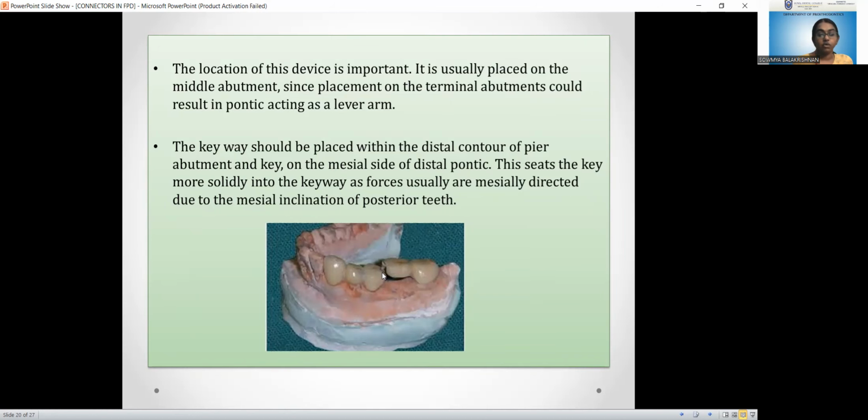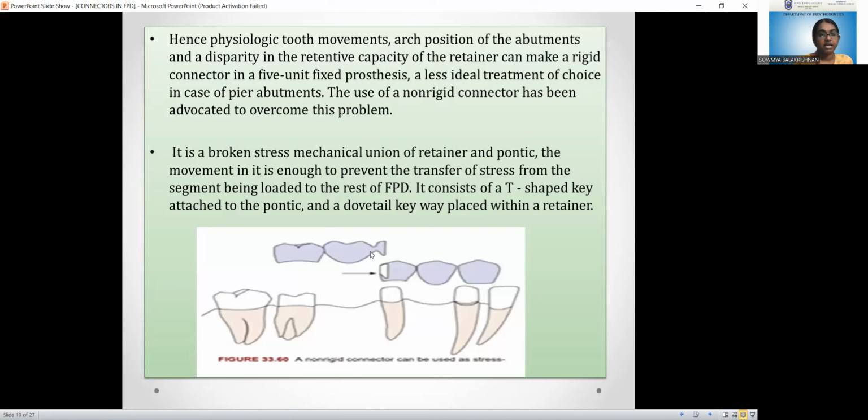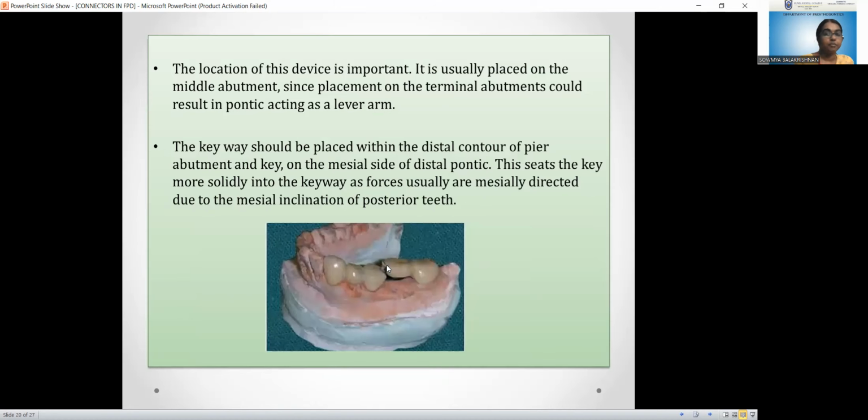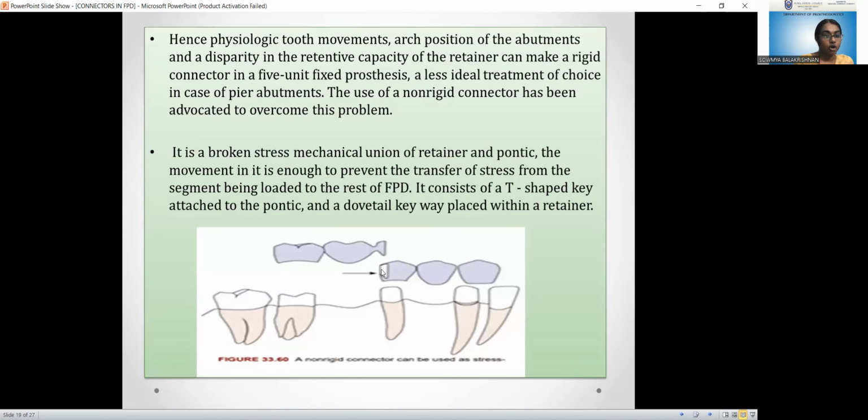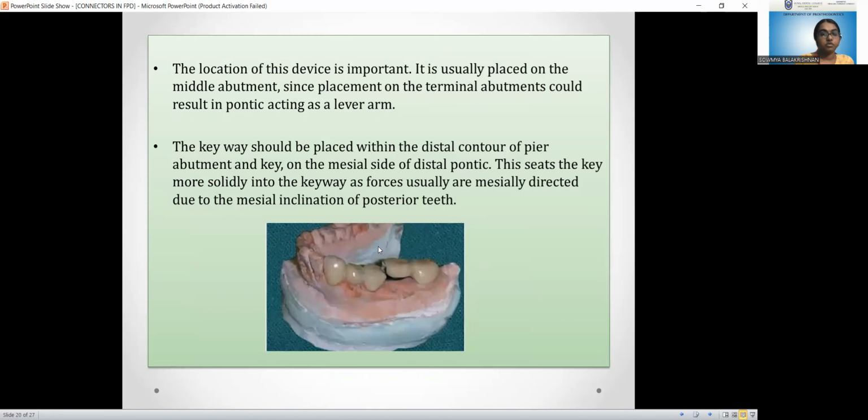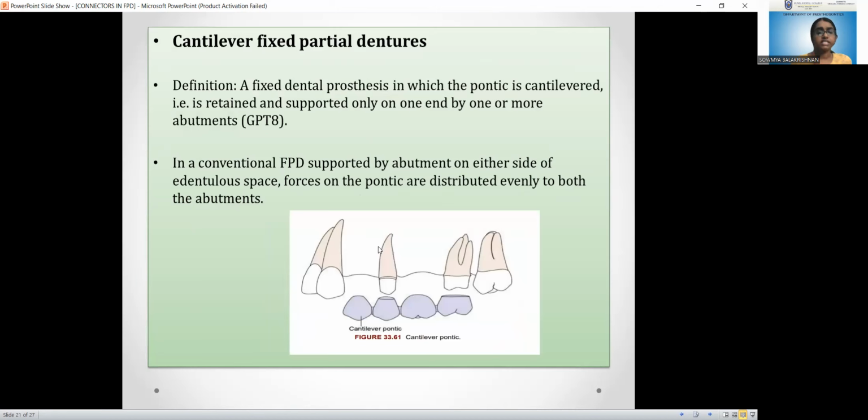So the key should be on the mesial side of the distal pontic, and the keyway should be on the distal surface of the pier abutment, that is, in the retainer which is going to support the pier abutment. So position is very important. The keyway should be on the distal contour of the pier abutment, and the key should be attached to the distal pontic. Only then will the proper stress breaking action happen. So that is the pier abutment situation.